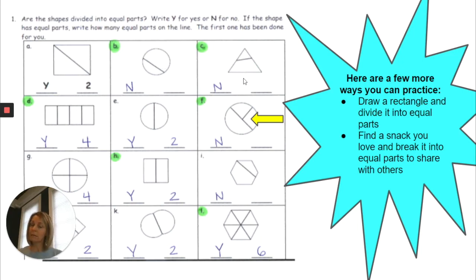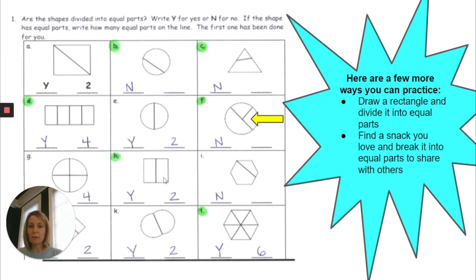Let's look at C. Not equal parts either. Of course, I see two parts, but they're not fractional parts because they're not equal. All right, let's go down to D. Finally, yes, this is divided into equal parts, and there are 4 equal parts. Now let's look at F. F I thought was funny because no, they're not equal parts, but I put an arrow because 2 of those parts are equal, but the third one is much bigger.